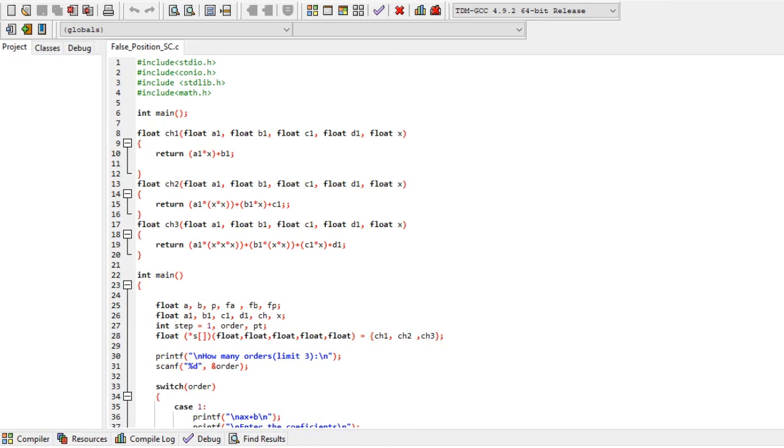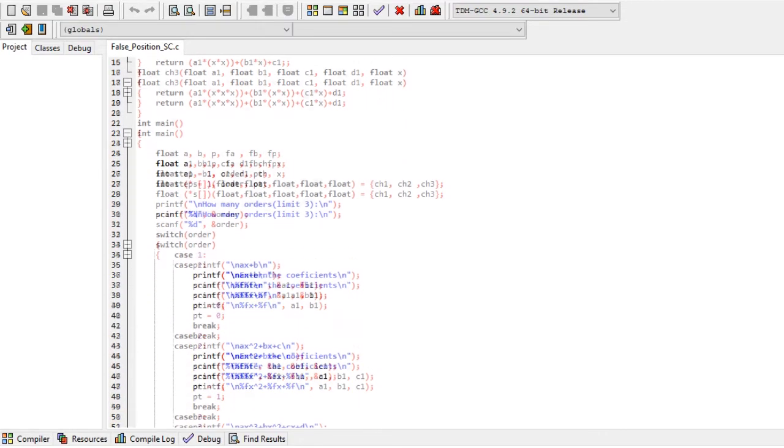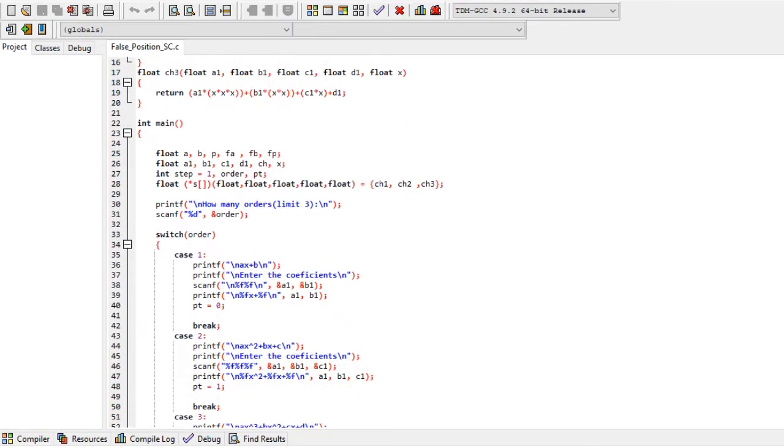Here, this code explains the procedures of obtaining the root of the functions via false position method. So here we are initializing our variables. We have initial values a and b. We have p, which is what we are trying to look for, the root. We have functions of a, functions of b, functions of p.